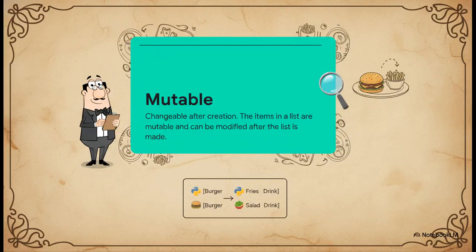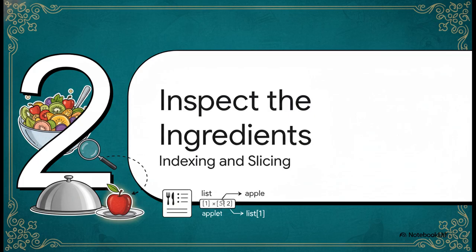Now, one of the most important things about a list is that it's mutable. That might sound like a fancy technical word, but it just means it's changeable. Think of it like this. Being mutable means that after you've placed your food order, you can still call the waiter back and say, "Hey, can I change that?" With lists, you can absolutely add, remove, or change items after the list has already been made.